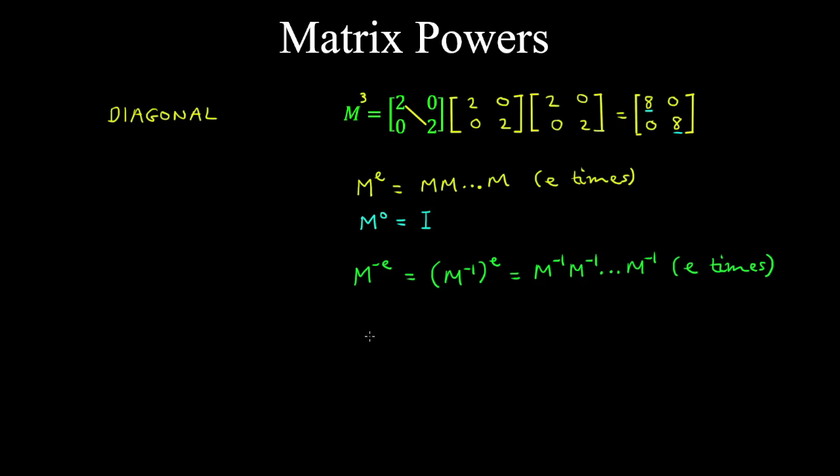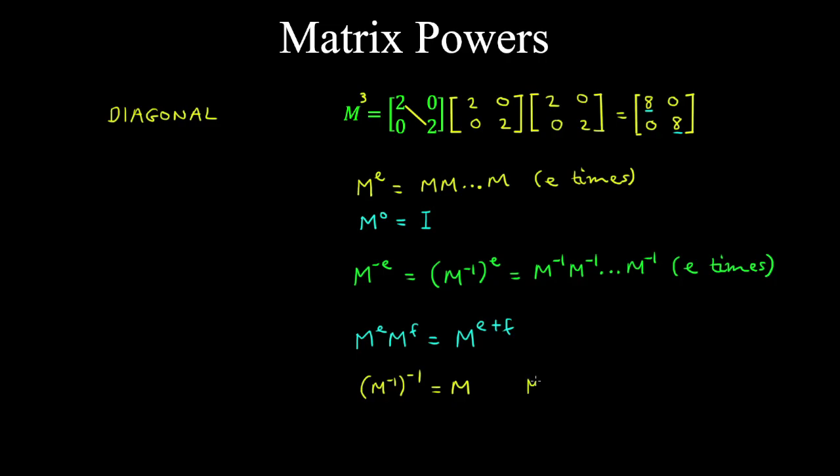So for example, if we have m to the power of e multiplied by m to the power of f, then we keep the base and sum the indices. And again, provided the inverse of a matrix exists, if we take the inverse of the inverse, then that gives back m.